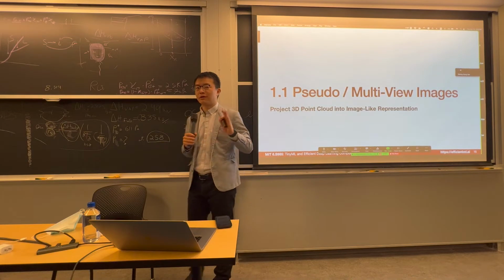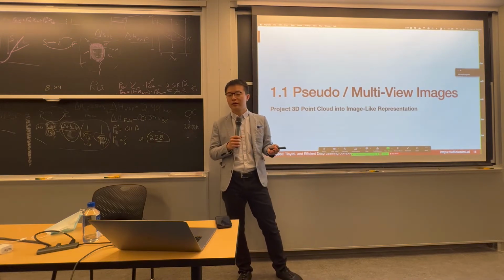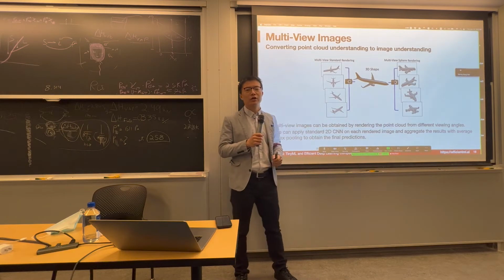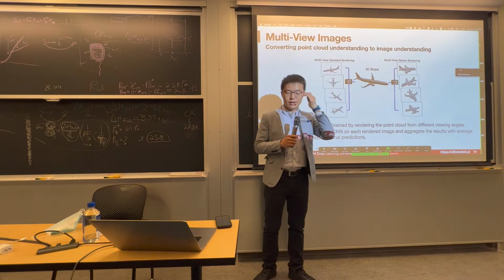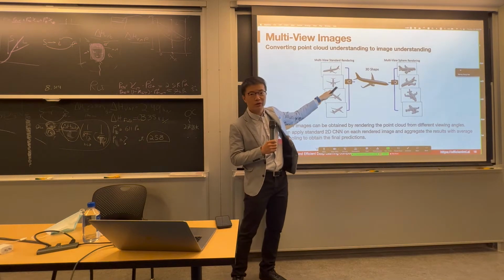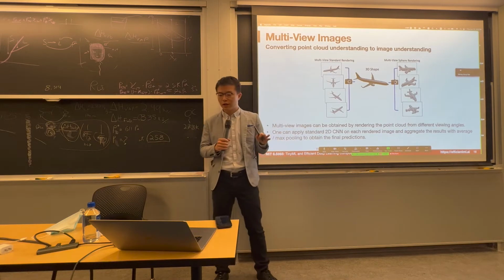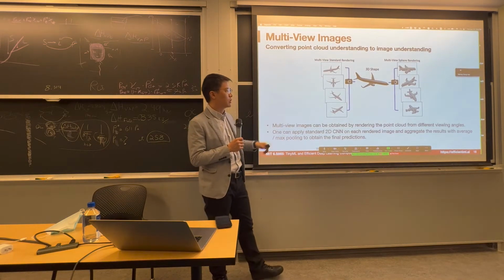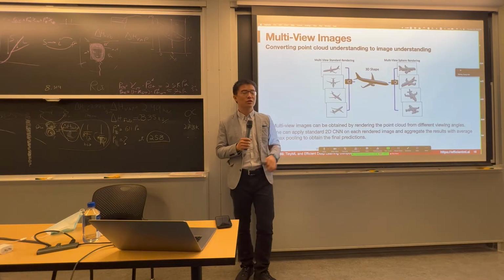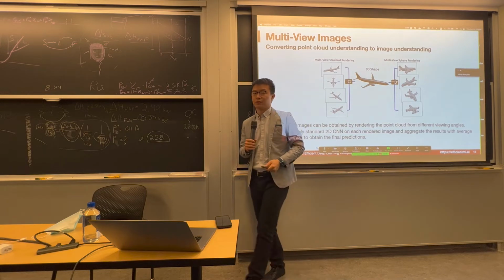So we'll start with something very easy, using the pseudo image or multi-view image to project the 3D point cloud to image-like representations. And then we can use what we can do, which is 2D image recognition, to recognize something we cannot do directly, for example, 3D shape understanding. In this example, these multi-view images can be obtained by rendering the point cloud from different viewing angles: from the side, from the top, from the left side, from the right-hand side. And we can apply these 2D CNNs on each perspective, on each 2D image, and aggregate the results by either average pooling or max pooling to obtain the final result. So we use what we have learned, which is 2D convolution, to understand 3D objects.